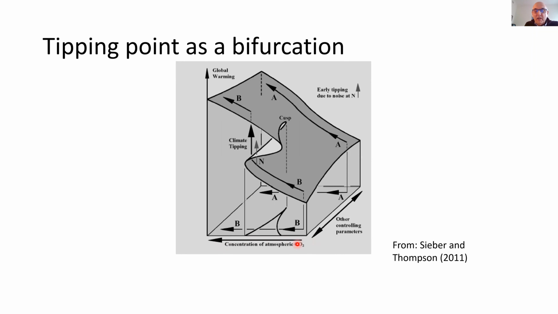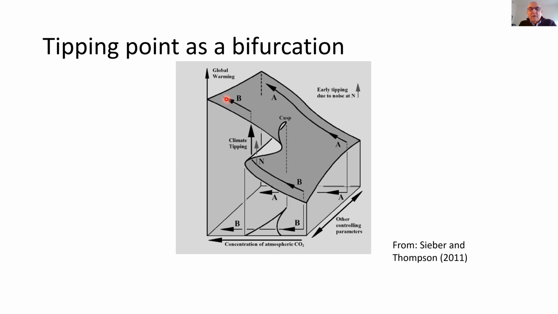And if you think of one of these directions as a change in the concentration of atmospheric CO2, and the other representing a lumped version of other parameters, maybe. So the idea would be that if you were, say, somewhere down in this area here where you had B, you could progress up to this point N here as you increase the CO2, and then you might suddenly jump, and this would be a climate tipping point, to another state of the system here.